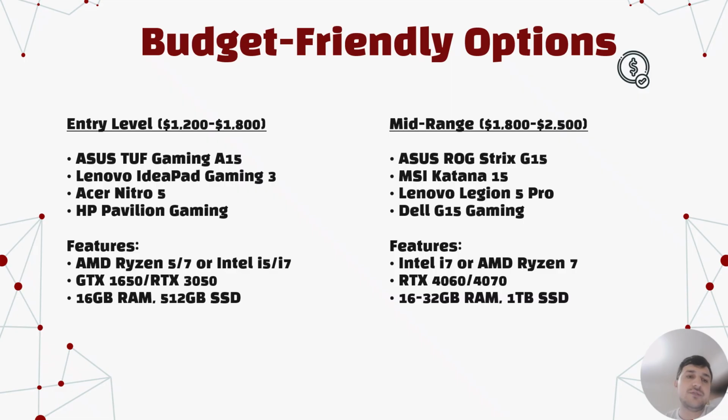So for entry level, the features can be AMD Ryzen 5 or 7, or Intel i5 or i7, GTX 1650 to RTX 3050, 16 GB of RAM, and a 512 GB SSD. But for mid-range, with a little bit more capability, we can have Intel i7, AMD Ryzen 7, RTX 4060 or 4070, and RAM of up to 32 GB and a 1 TB SSD.